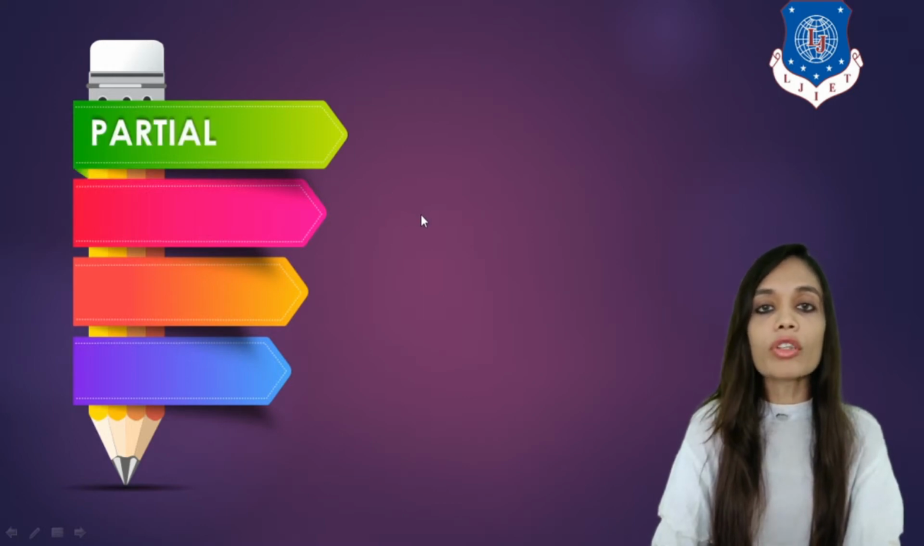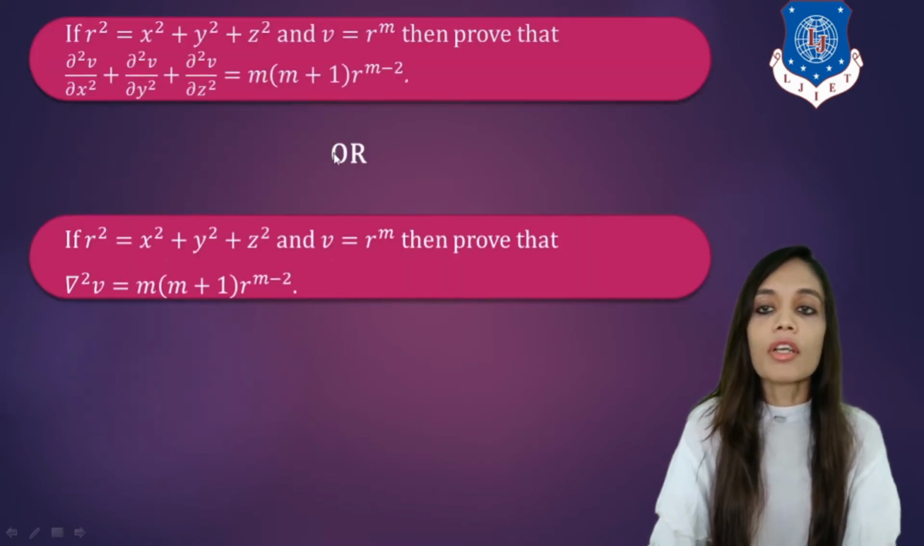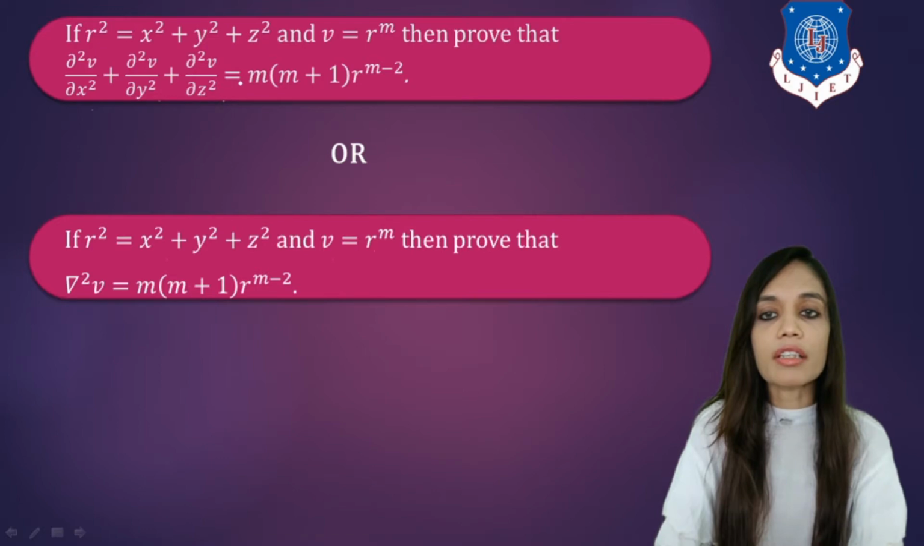So today we are going to solve a few more examples of a topic, namely chain rule from partial derivatives. So let us begin with the first example. If r square is equal to x square plus y square plus z square and v is equal to r raised to m, then we have to prove that del square v upon del x square plus del square v upon del y square plus del square v upon del z square is equal to m into m plus 1 into r raised to m minus 2.